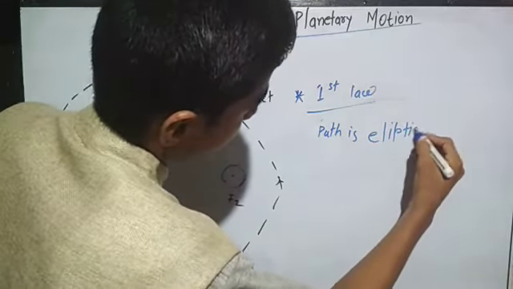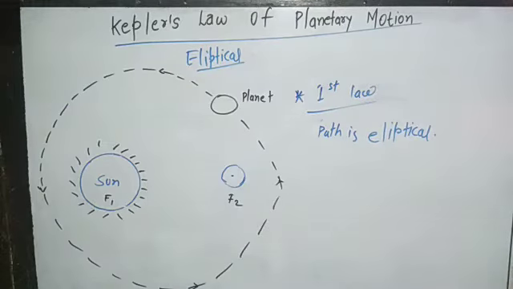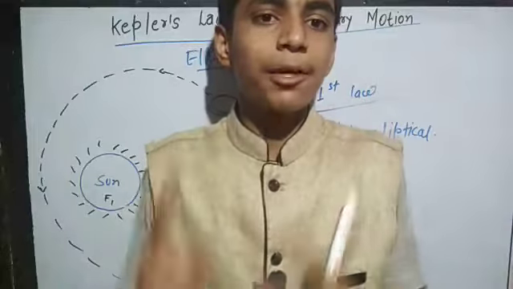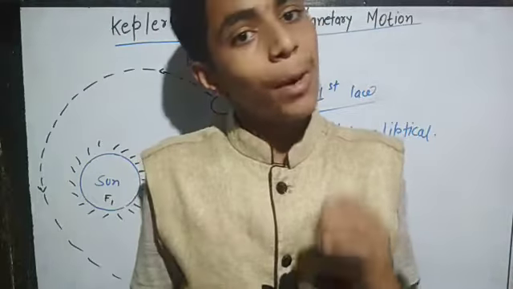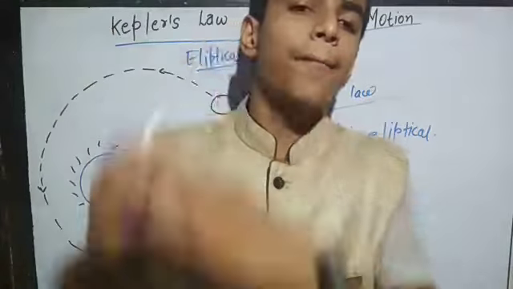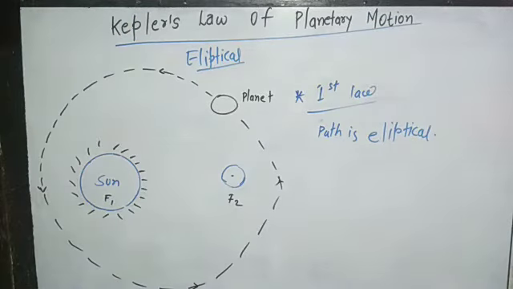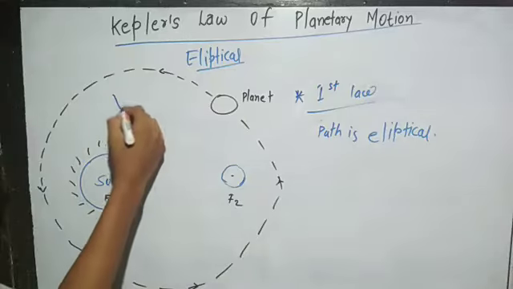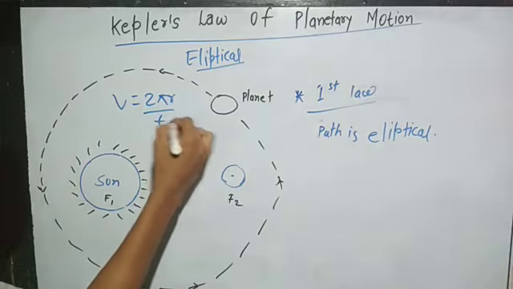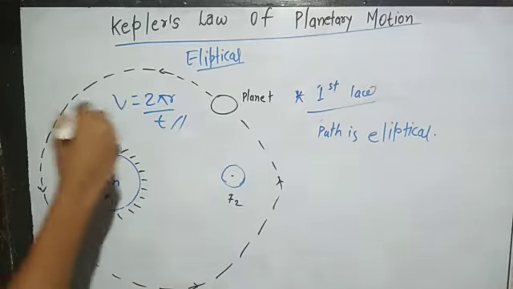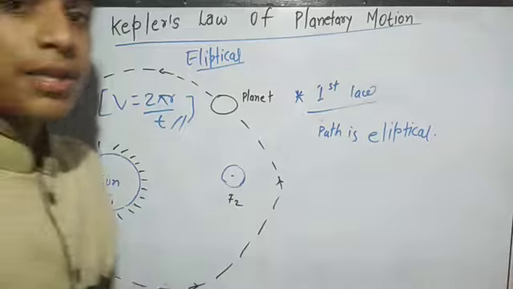elliptical. Now let's see what is the speciality of the first law of planetary motion. As we already knew, the path is circular, that we studied in chapter 1 in class 9 in motion. But here we are clear that the path is not circular but elliptical. One more piece of information we get from here is that the velocity formula is 2 pi r upon t, used whenever we have to find the circular velocity. But here we will not apply this formula because the path is not circular. The path is elliptical.